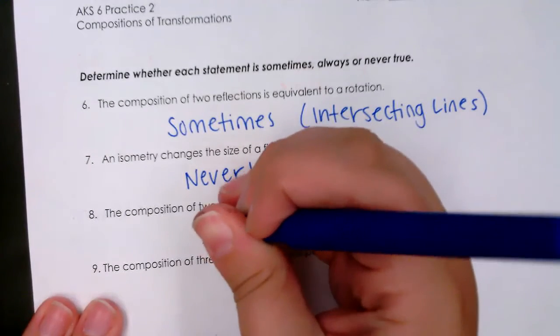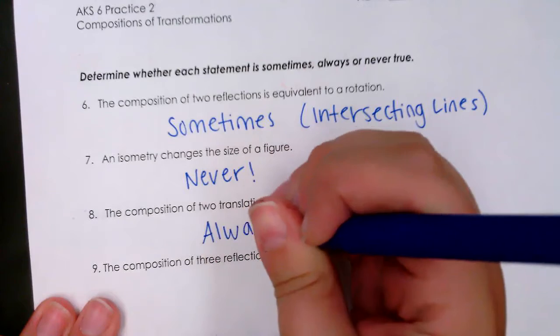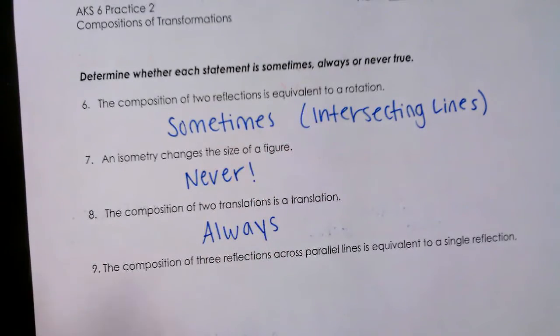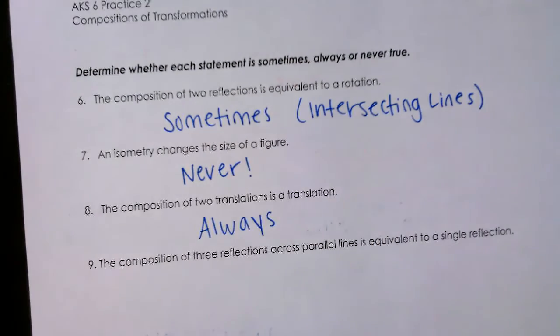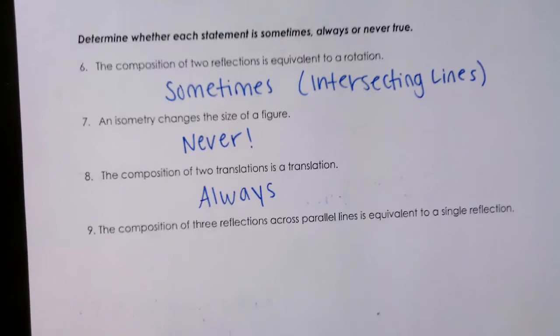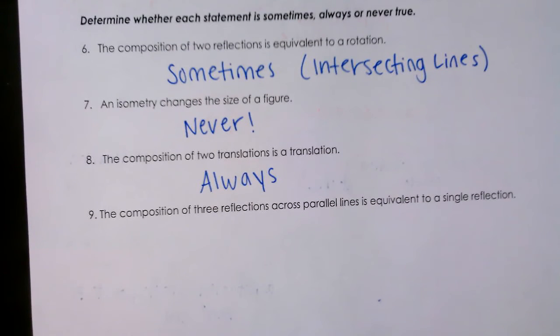This is always true. If you move up, down, left, right, doesn't matter how many times you do it, you're still moving and shifting the same image all around. And so that is always still the same as just a translation. And last says the composition of 3 reflections across parallel lines is equivalent to a single reflection. Let's see if this is true.